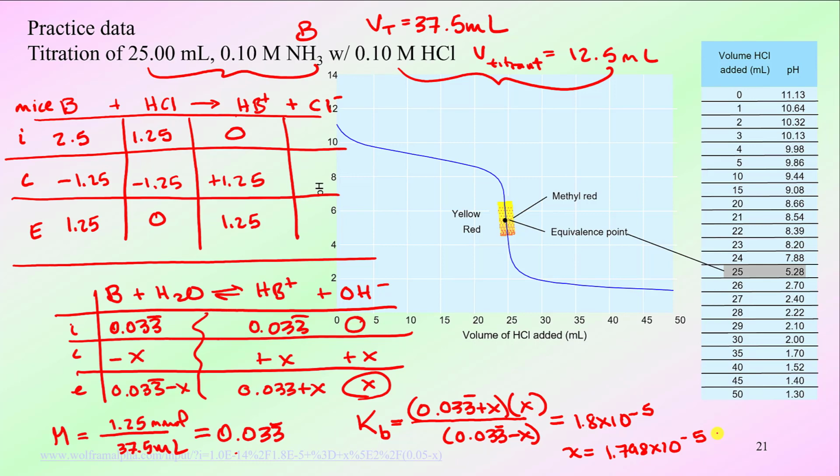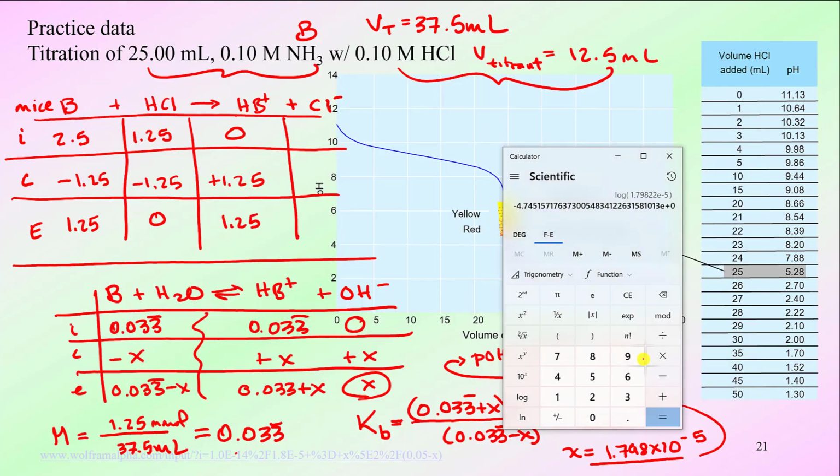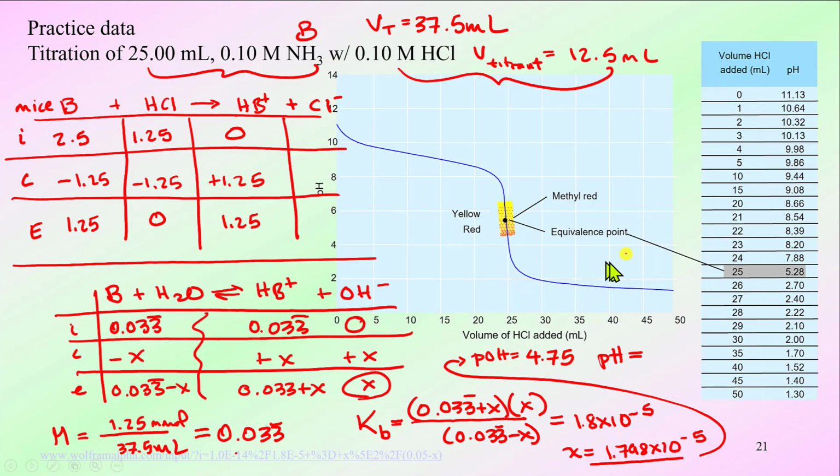Now I can calculate from that value my pOH, and then I'll calculate my pH. pOH is the negative log of this value. I'll write it up here because I'm running out of space. pOH is 4.75, which means pH is 14 minus that value. Pop my calculator up. I didn't do the negative sign, so I have to add 14, but there we go: 9.25. All right, so that's the midpoint pH.